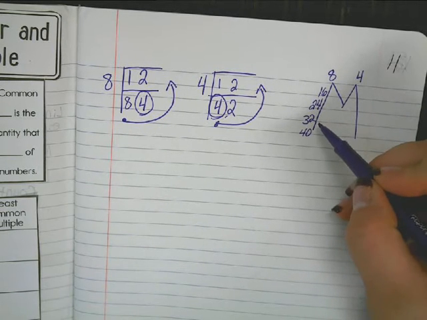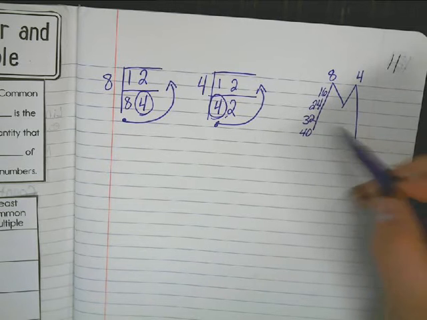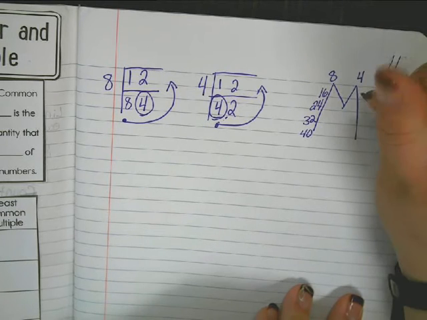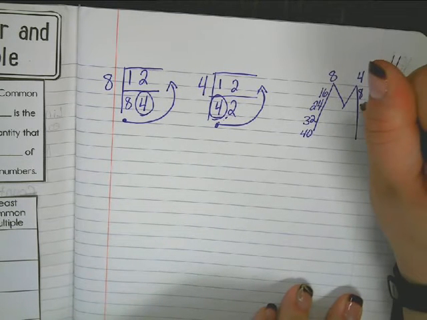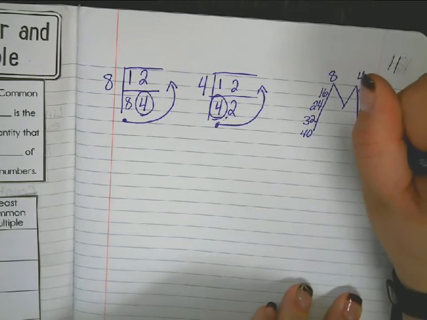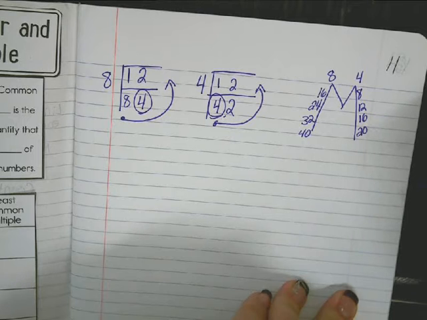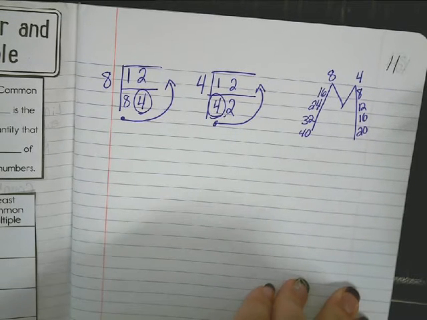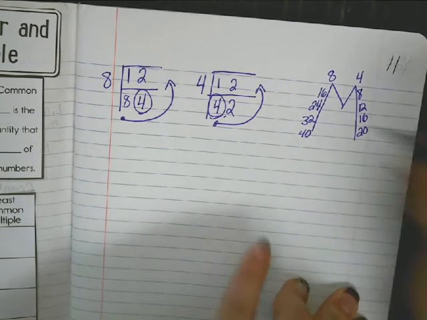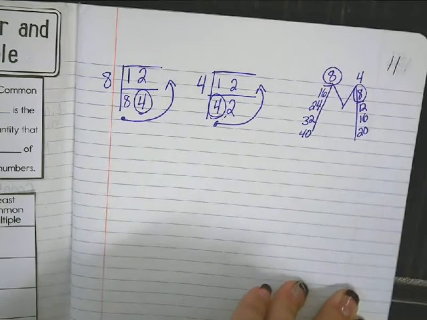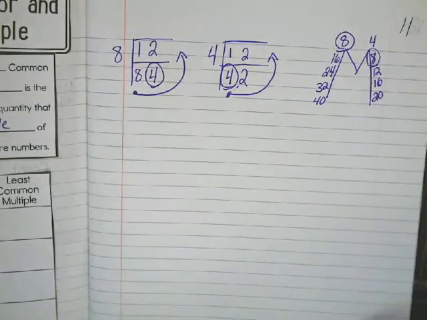Okay? Now we're going to go to 4. So counting by 4s. 4, 8, 12, 16, 20. What's in common? Something smaller. 16. Something smaller. 8. So least common multiple, you have to find the smallest of the numbers. So my least common multiple is 8.